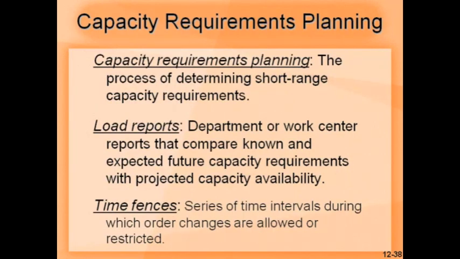Now coming to capacity requirement planning. As we had seen in the previous slide, MRP2 assists managers in planning capacity requirements. Capacity requirement planning is the process of determining short-range capacity requirements. There are load reports, where a department or work center reports compare known and expected future capacity requirements with projected capacity requirements, so we try to balance them. We also talked about time fences when we went through the chapter on capacity planning.